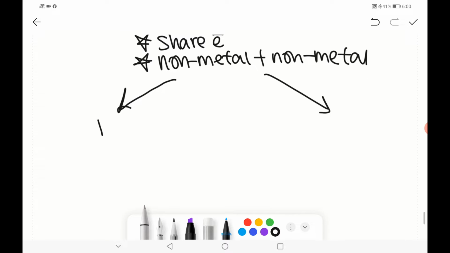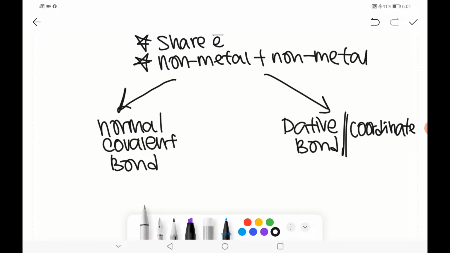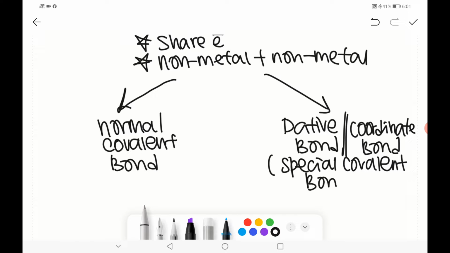The first one, we have a normal covalent bond. Another one is your dative covalent bond, or we call dative bond, also known as coordinate bond. So this coordinate bond is actually a special covalent bond. I'll tell you why it is so special in a short while. Now let's go on.